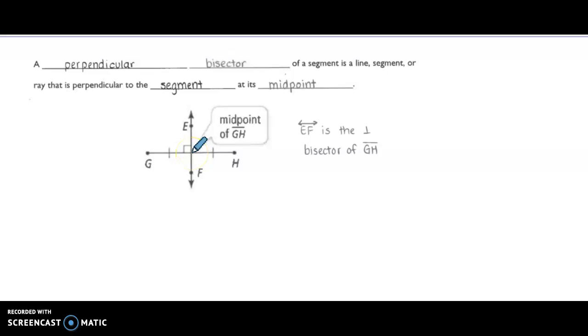Okay. You cannot say that GH is a perpendicular bisector of EF, right? Because we don't know if EF got cut in half. So you cannot assume that. It doesn't have a tick mark, okay? So this one is only one direction here, all right? So that's what a perpendicular bisector is.